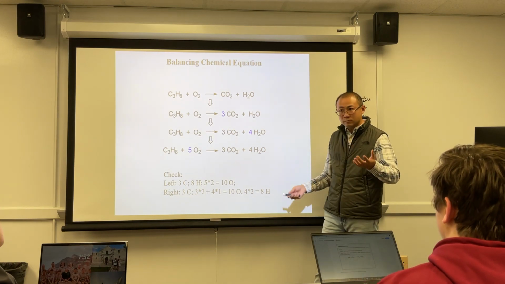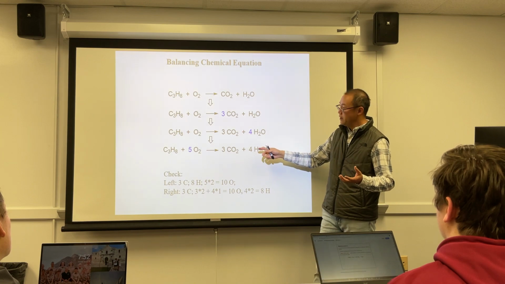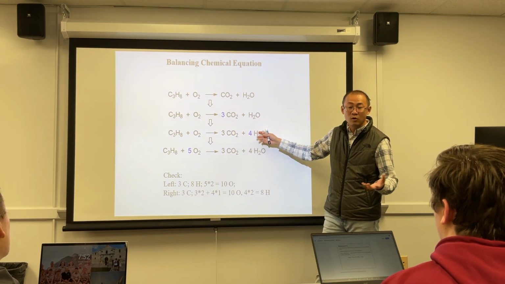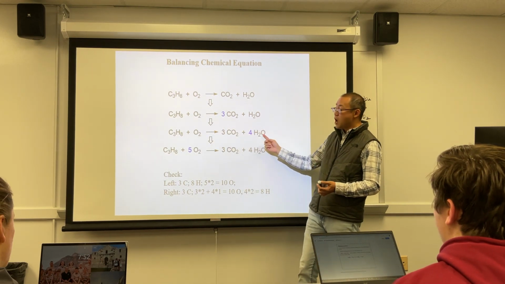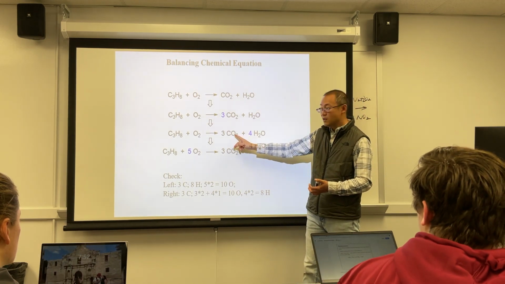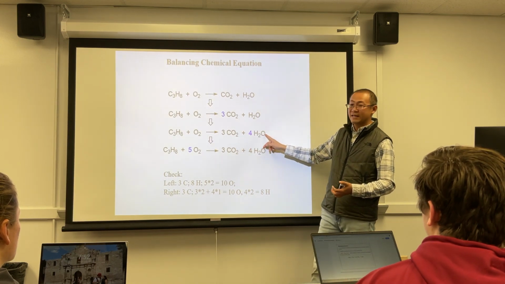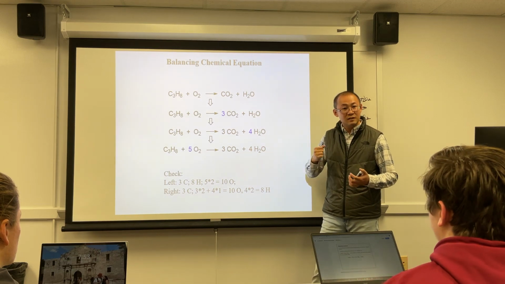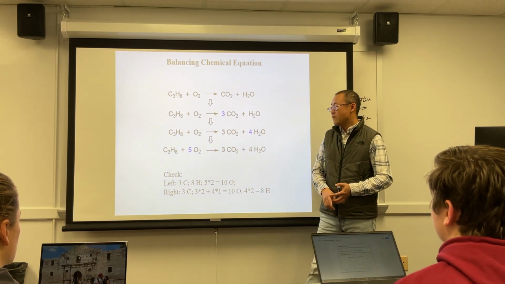Now, after this 3 and that 4, I got carbon and hydrogen balanced. The only thing that's left behind is O. Apparently I have more oxygen on one side than the other, so I need to count how many oxygens I'm talking about here. 3 times 2 is 6. 4 times 1 is 4. So 6 plus 4 is 10. How do we make 10 here? Put 5 in front of oxygen.